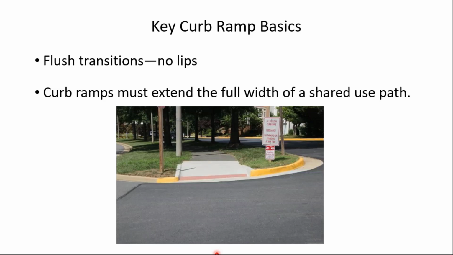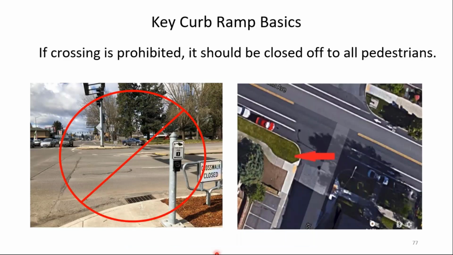And if you have a curb ramp on a shared use path, PROWAG requires that curb ramp to extend the full width of the shared use path, as you see here. Another situation is if a crossing is prohibited, it needs to be closed off to all pedestrians. So notice on the left here, probably due to traffic volumes and movements and such, this agency has decided to close this crosswalk. So there's no marked crosswalk here.